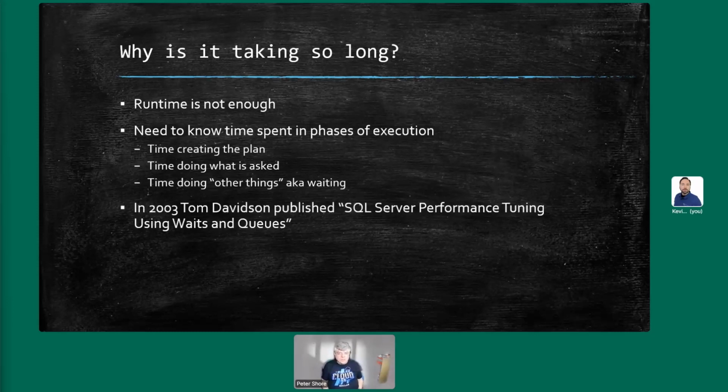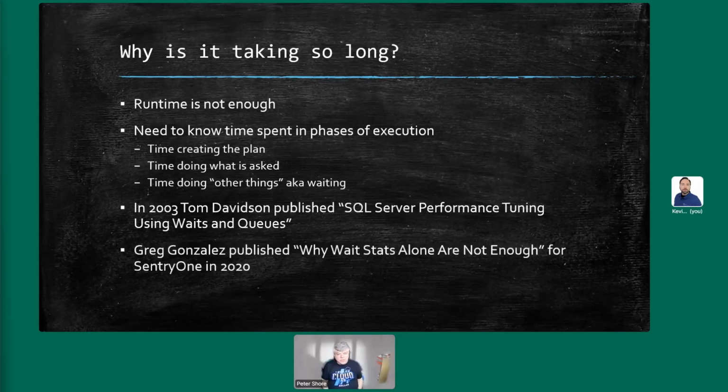And believe it or not, in 2003, and yes, this paper is still relevant, Tom Davidson published SQL Server Performance Tuning using Waits and Queues. Things have changed, right? There are a lot more wait types, and a lot more stuff in SQL Server, but the basic concepts of this white paper are still valid as we start to look at performance.